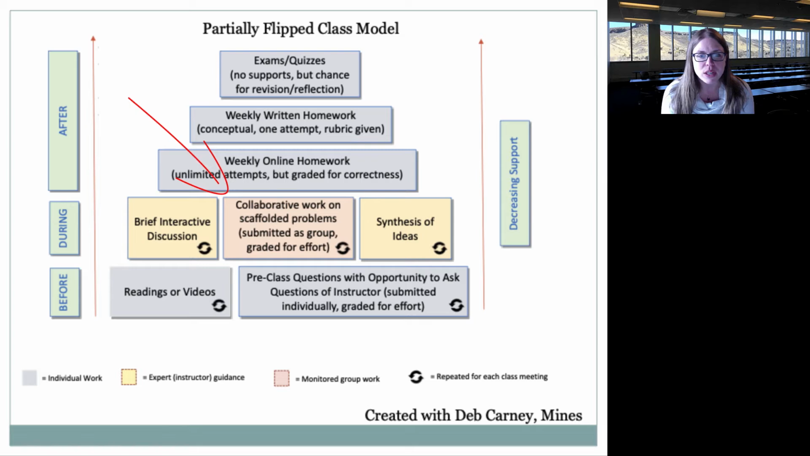And in that collaborative work, students are working on problems in groups. And these problems build up some of the bigger ideas in the course or in the topic.